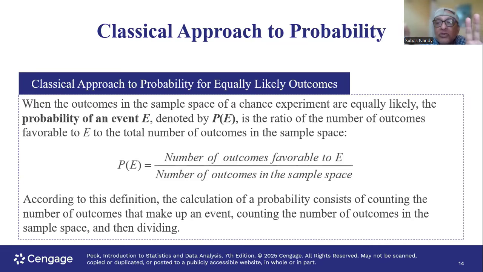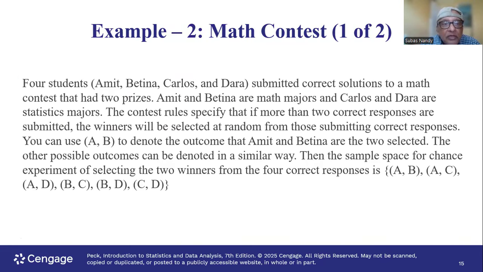So probability is usually expressed as a decimal, 0.5, or as a percentage; in the case of probability of head in the long run, 0.5 or 50%. According to this definition, calculation of probability consists of counting the number of outcomes that make up an event, counting the number of outcomes in the sample space, and then dividing. Or in a simple way, one face containing a head, 1 goes in the numerator, divided by the total number of faces in a coin, 1 out of 2, or 0.5, 50%.